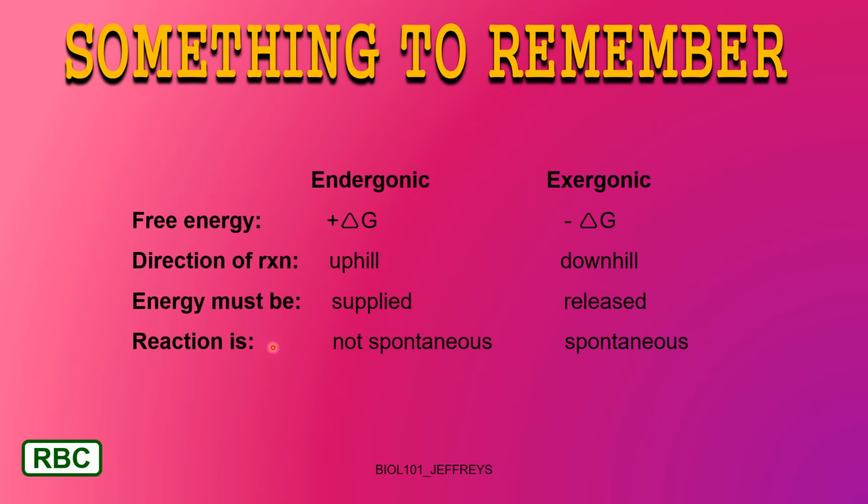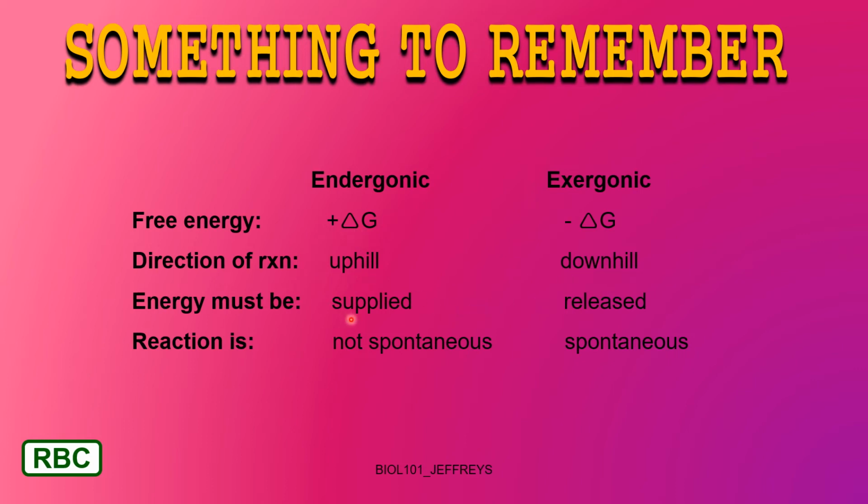So here's a little chart that may help you remember endergonic versus exergonic reactions. Endergonic reactions have a positive delta G. Remember, that's Gibbs free energy. Exergonic reactions have a negative delta G. For endergonic reactions, we have to add energy to the system, which means they're uphill. Exergonic reactions happen spontaneously, which means they're downhill.